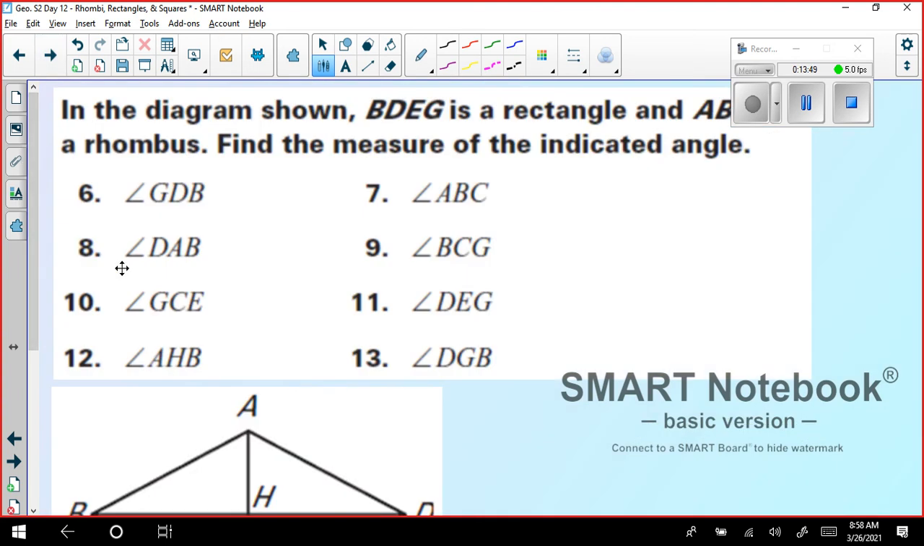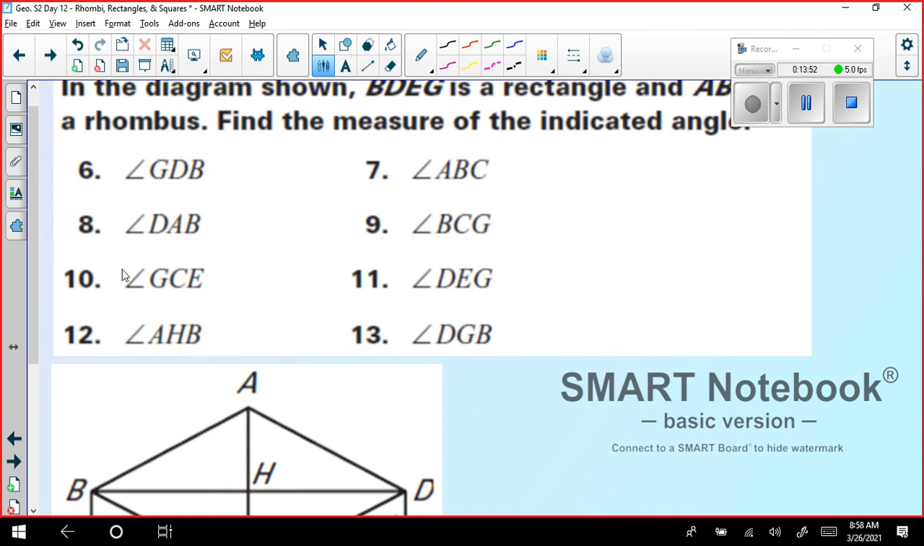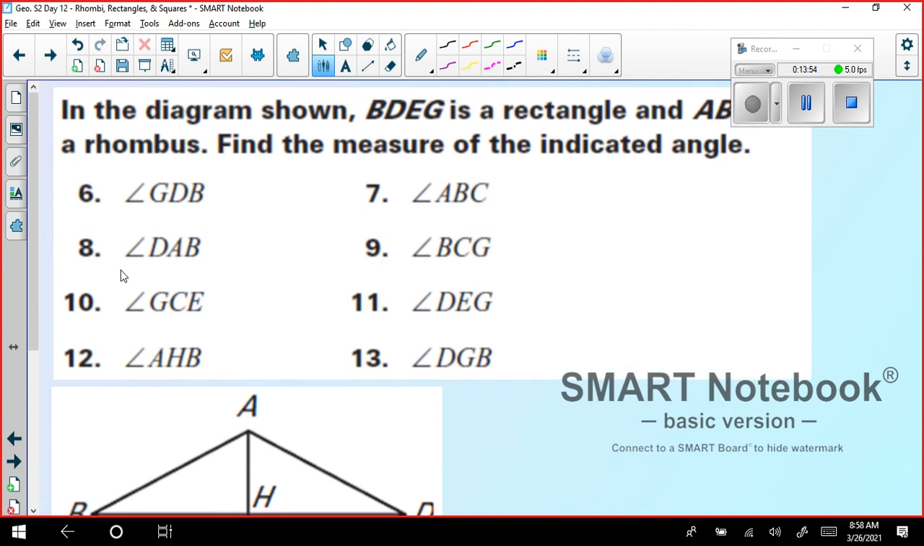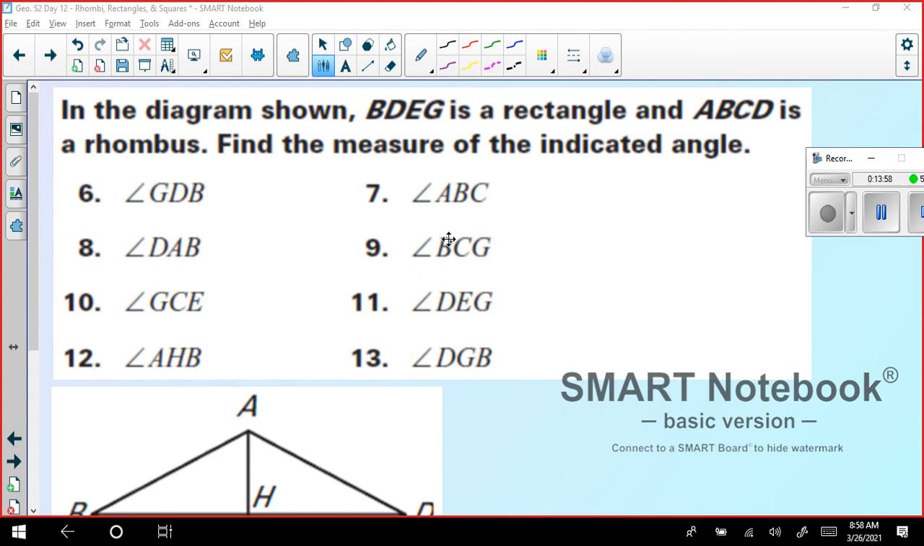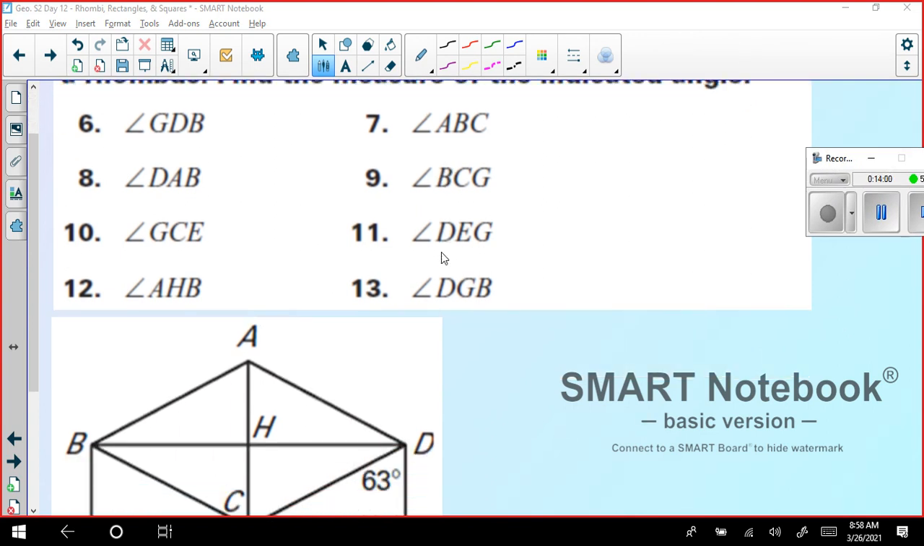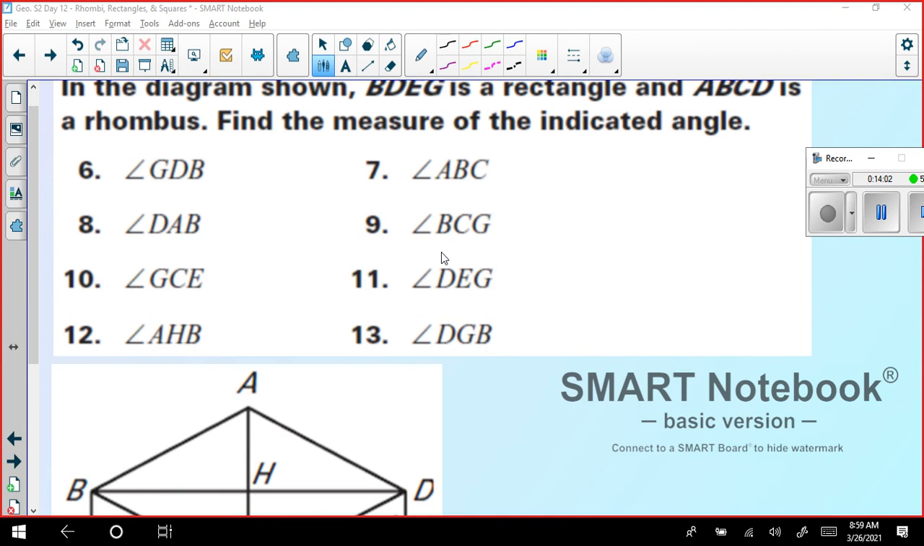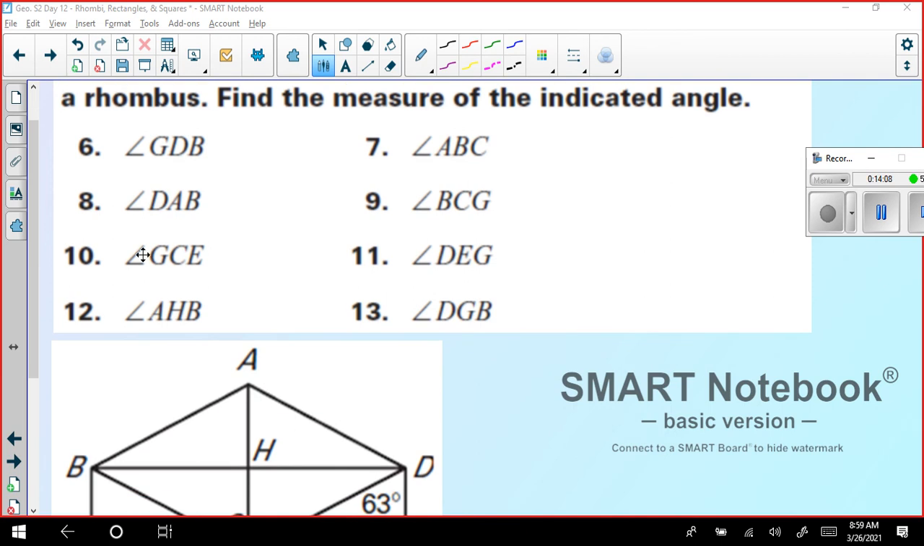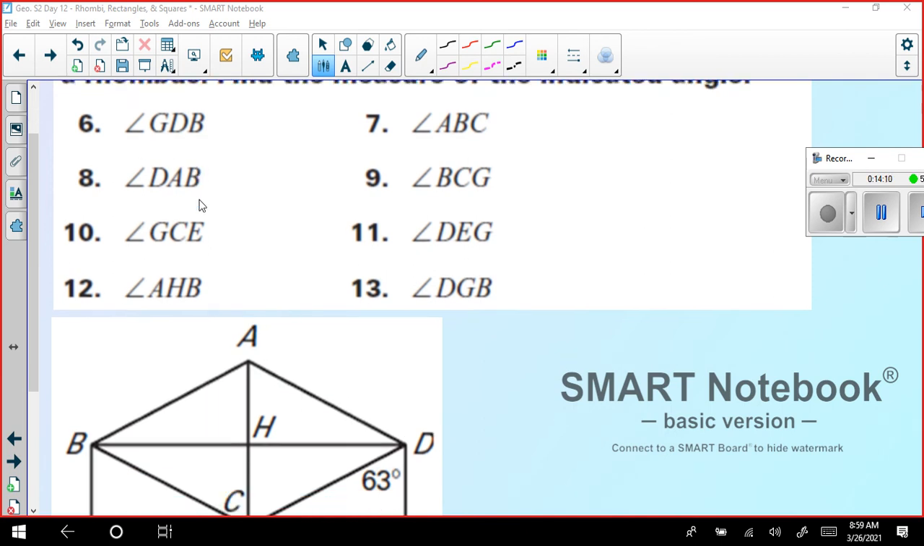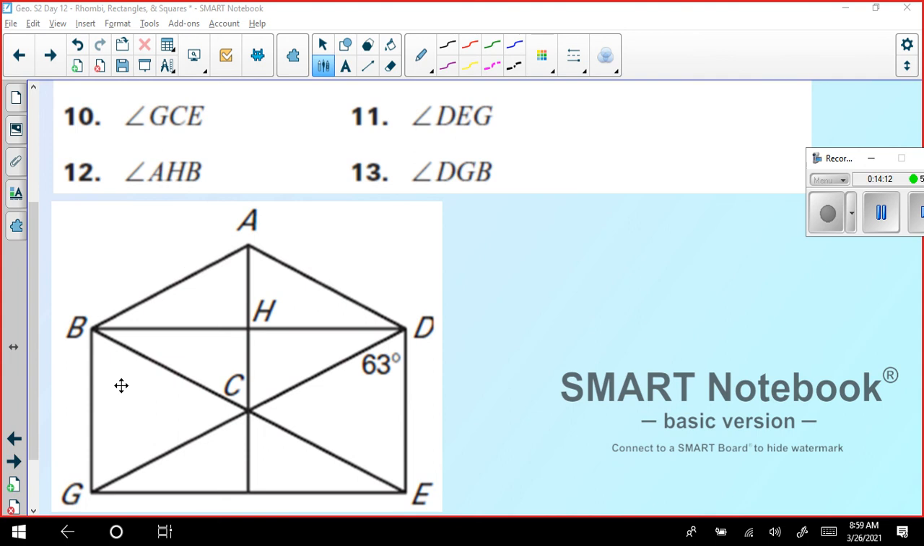In the diagram shown, BDEG is a rectangle and ABCD is a rhombus. Find the measure of the indicated angle. They are asking us to find angle GDB, this particular angle GDB.